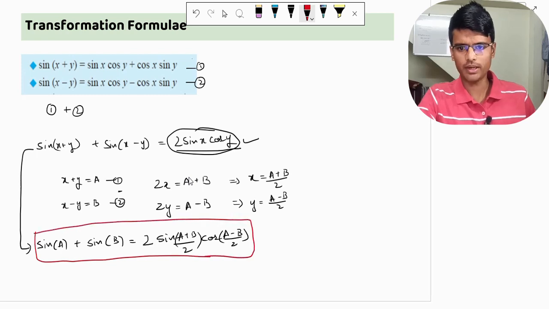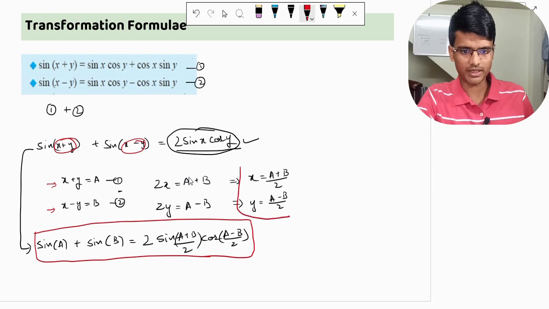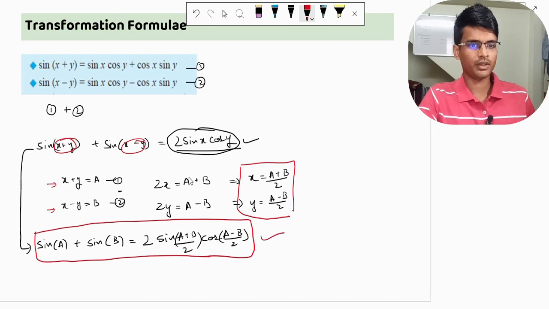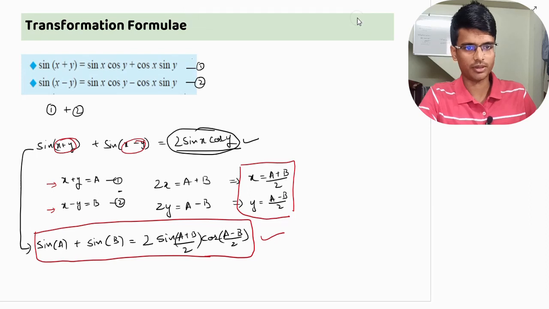What we did was we first substituted x plus y equal to a and x minus y equal to b. Then we found x and y in terms of a and b, and that is how we got this formula. So this is a very important formula. You need to remember this.